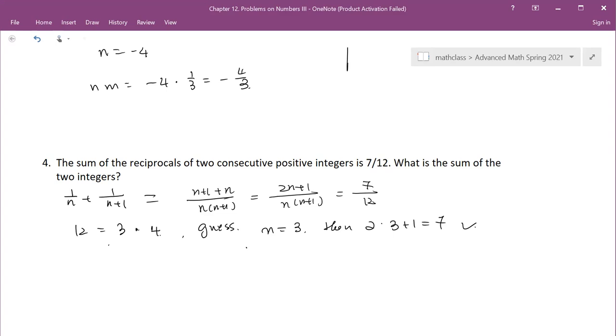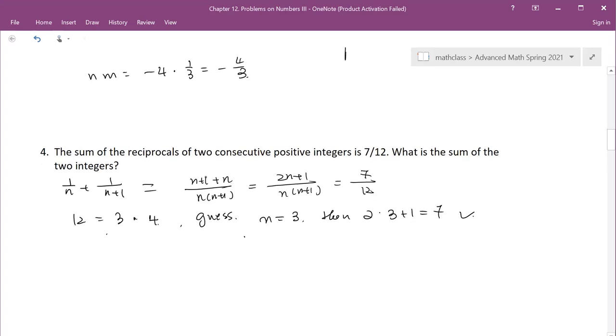So that is a quick way to do it. The numerator is the sum of the two consecutive integers. The denominator is a product of two consecutive integers. If this cannot be simplified, then the product of the two consecutive integers is 12, so that must be 3 times 4, and the sum of those is 7. So you solve the problem immediately. So the answer is 3.